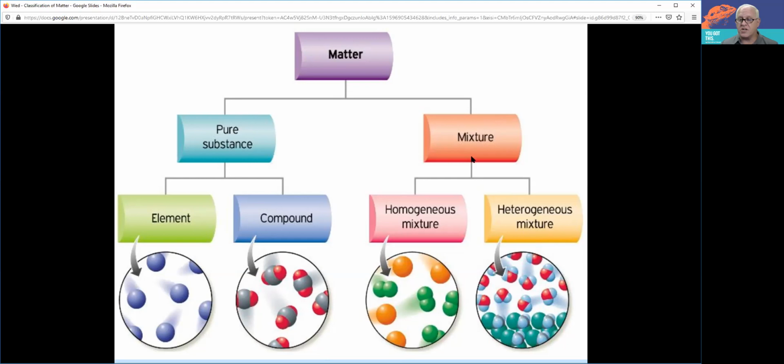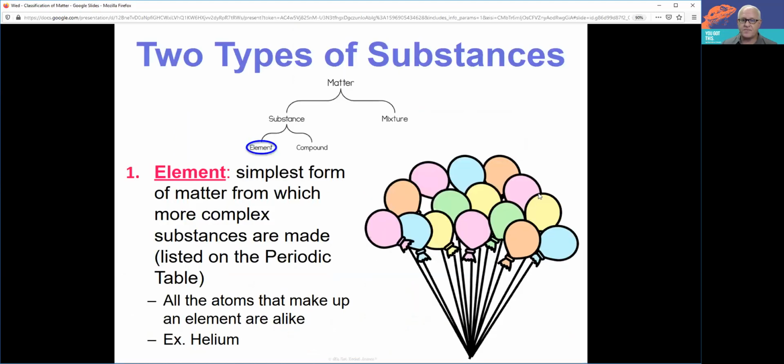On a mixture, mixtures can either be homogeneous mixtures, mixtures that are evenly mixed together, or you can have a heterogeneous mixture where you can actually see the different items that are in there. And we're going to look at those in greater detail. So we've got the two types of substances.